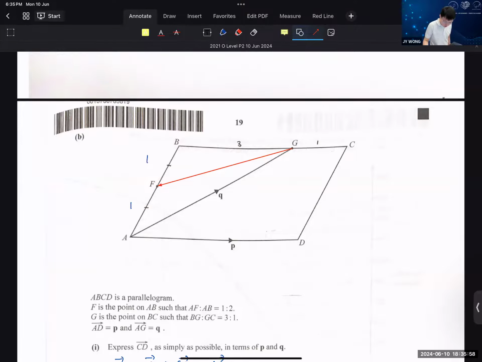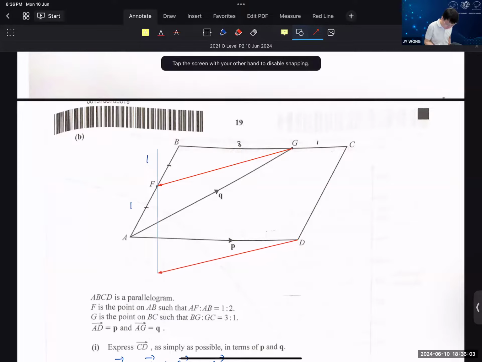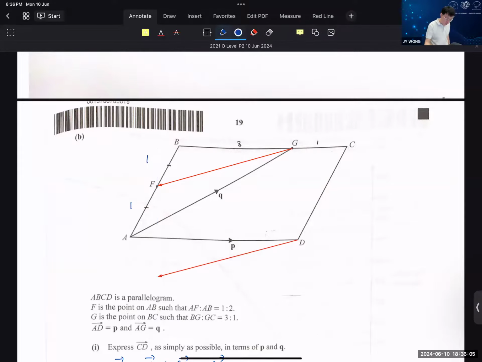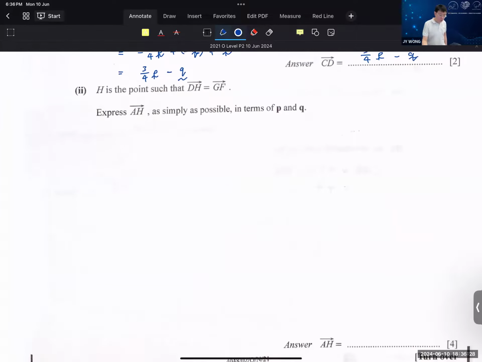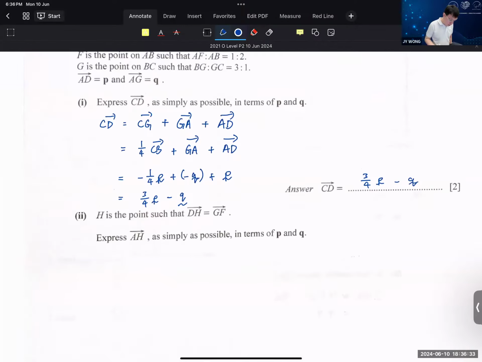Where is DH? So if you look at the direction of travel, you should know that it should look something like this. Okay, DH equal to GF. Go and draw it out in the diagram so that you can visualize. So from here, express AH as simply as possible in terms of P and Q. Ask yourself, what will AH be?